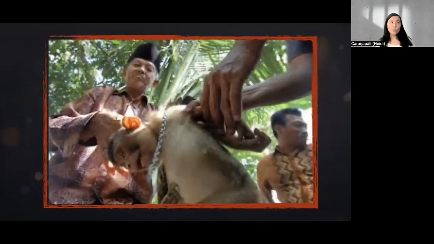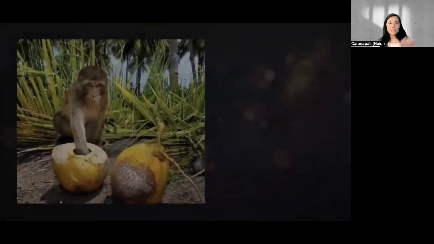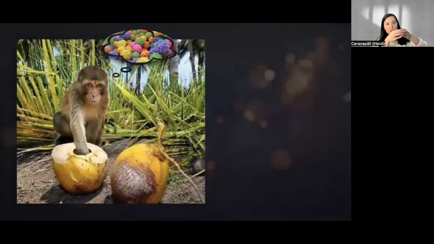Exactly. The little hole is good enough for him to put the hand in. But when he grabs all the sweets, then it's big, and it cannot come out anymore. What he needs to do is just to let go, and then they are free to go. But they just don't do that. And that's what leads to the suffering, right?